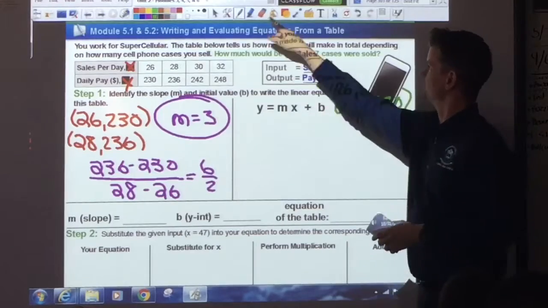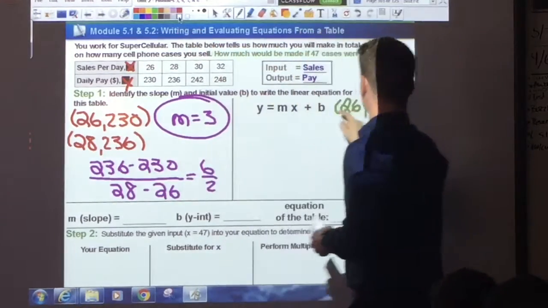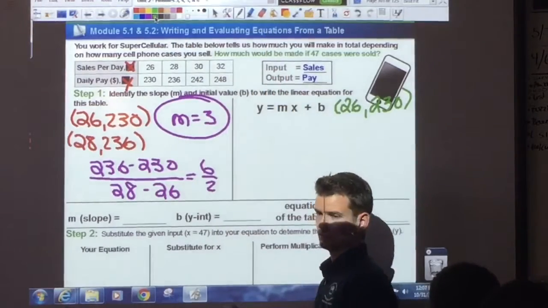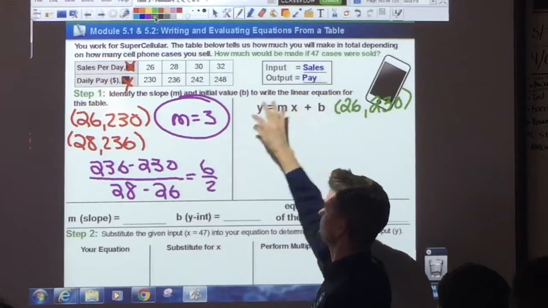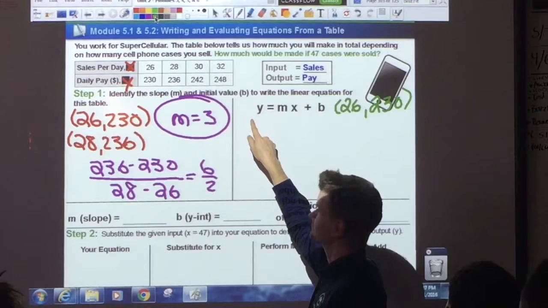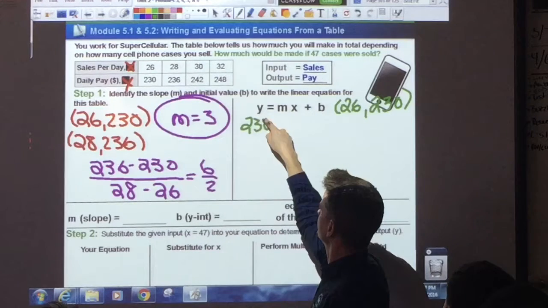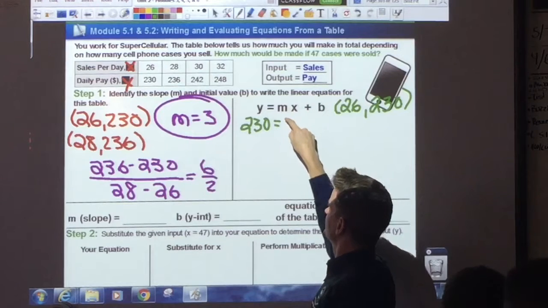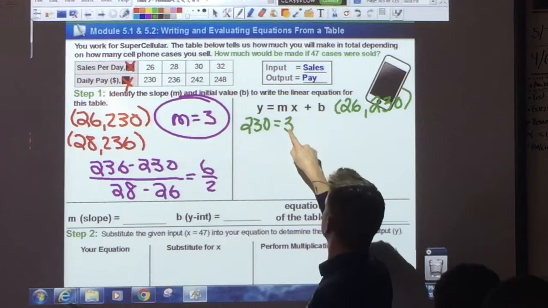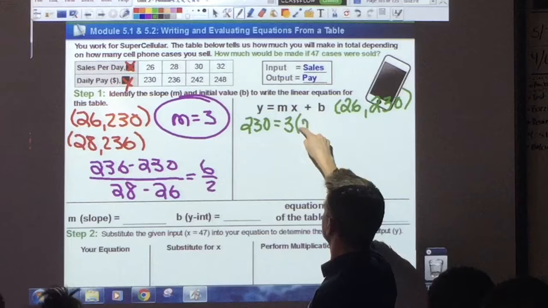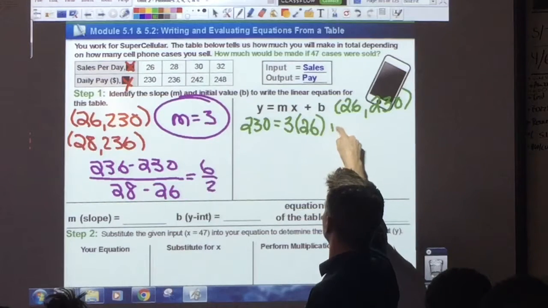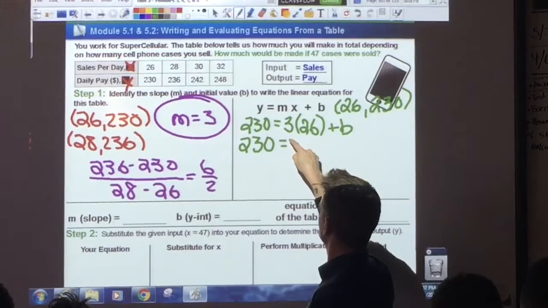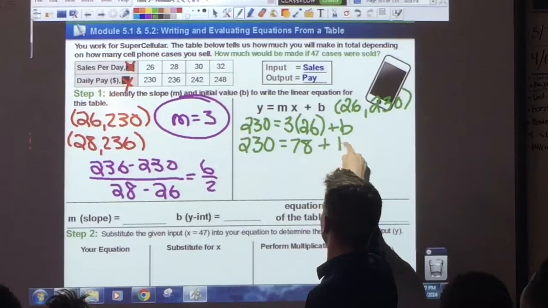So 26, that is a 6, by the way, that's a 2. Okay, so, you tell me. I'm substituting those in to find b. What goes here? 230 equals 3 times 26 plus b. I perform the multiplication. 230 is equal to 78 plus b.